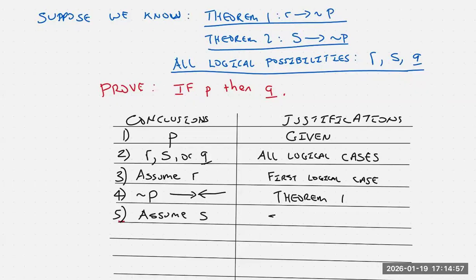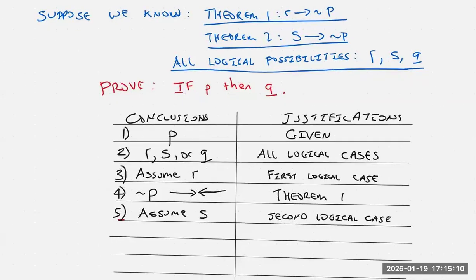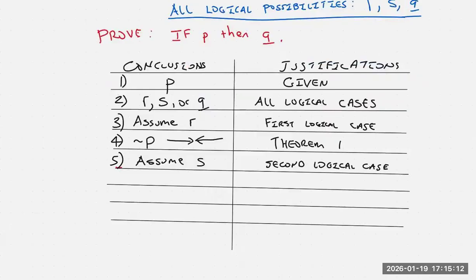That's the second logical case. Remember, we have three possibilities. It's either R, S, or Q. We try R, get a contradiction, get foolishness. The thing was P, but then it says not P. We try S. What does S give us? See if you guys are following.